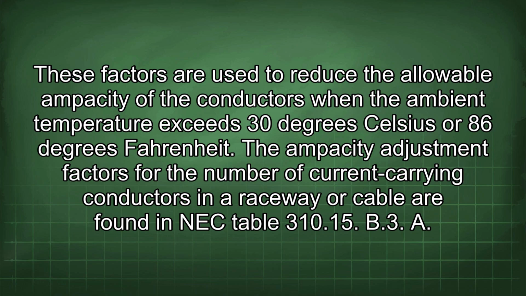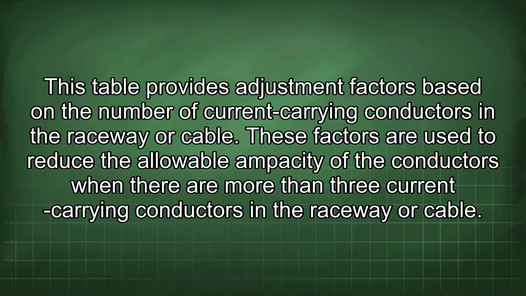The ampacity adjustment factors for the number of current carrying conductors in a raceway or cable are found in NEC Table 310.15(B)(3). This table provides adjustment factors based on the number of current carrying conductors in the raceway or cable. These factors are used to reduce the allowable ampacity of the conductors when there are more than 3 current carrying conductors in the raceway or cable.